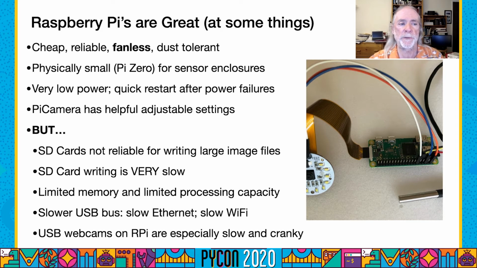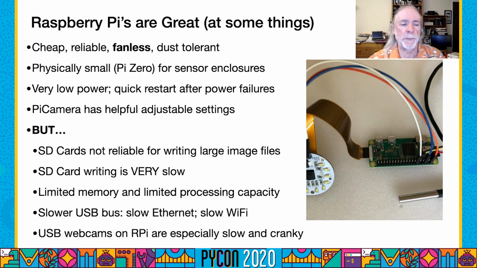You can set the Pi camera in many, many different ways, and that allows for a lot of experimentation, frankly. But do not confuse that little SD card in the Raspberry Pi with a disk. It's not. It's not reliable for writing large binary image files over and over, and it writes really slowly. I can write faster to the network than I can write to the card.